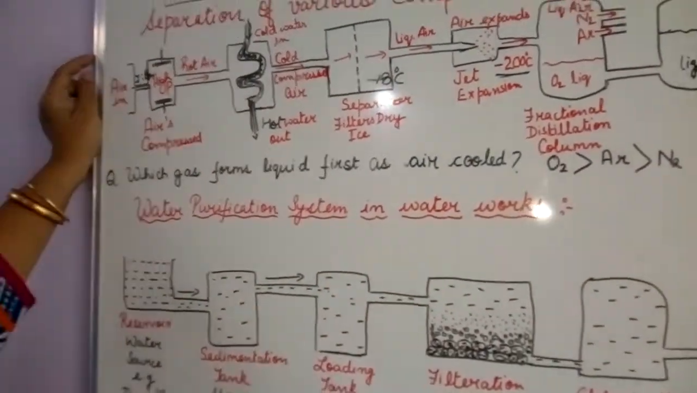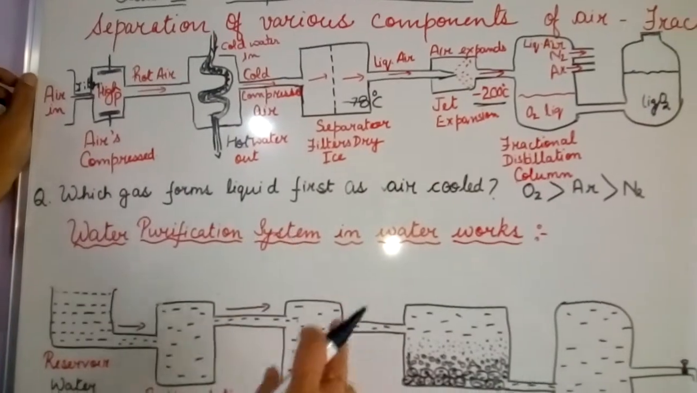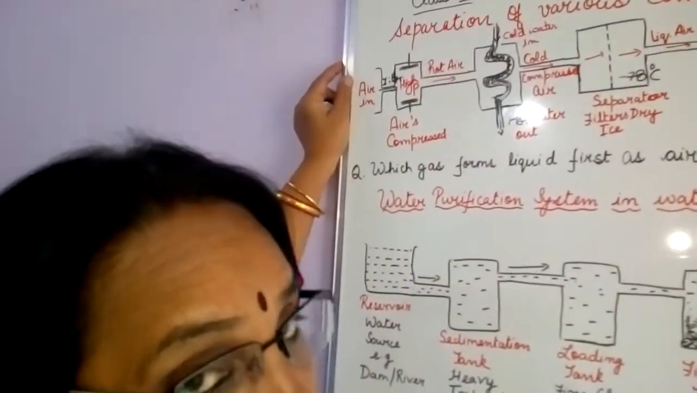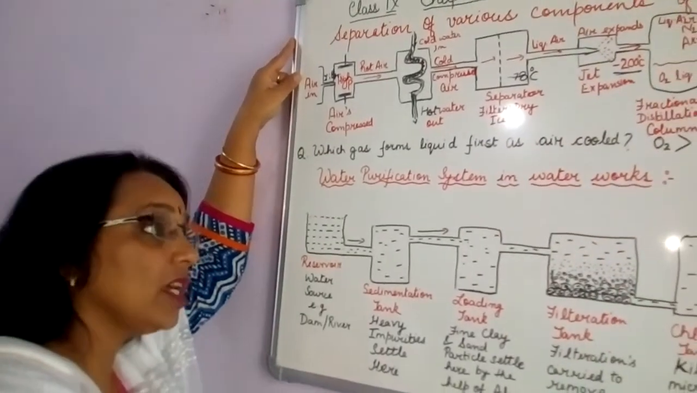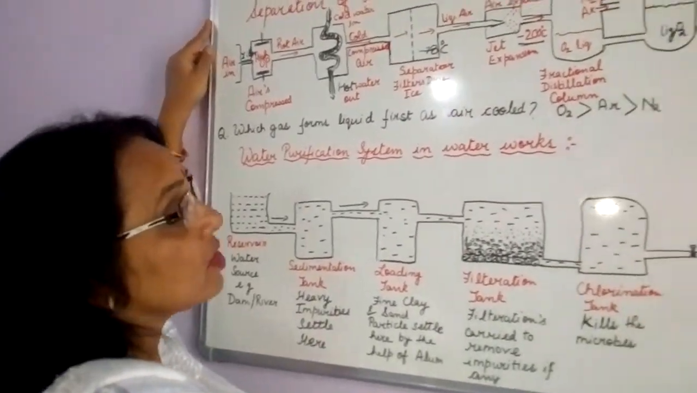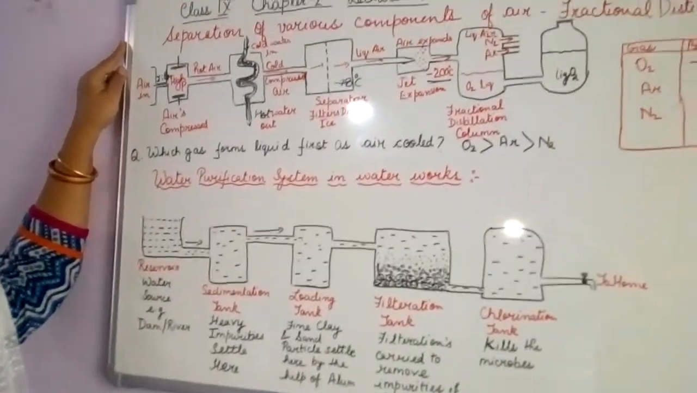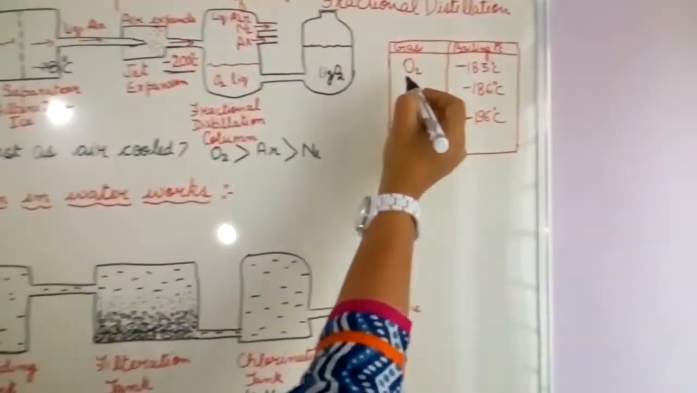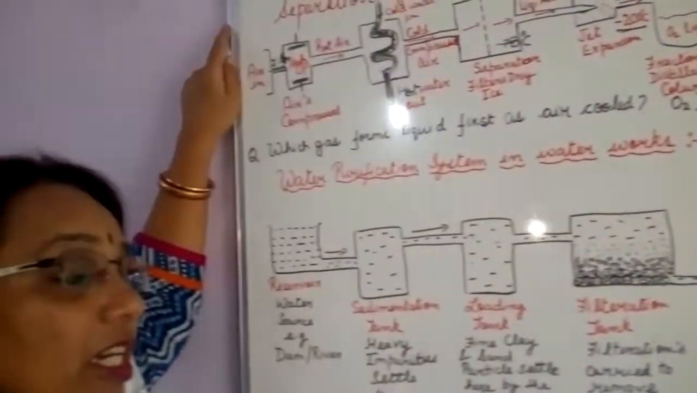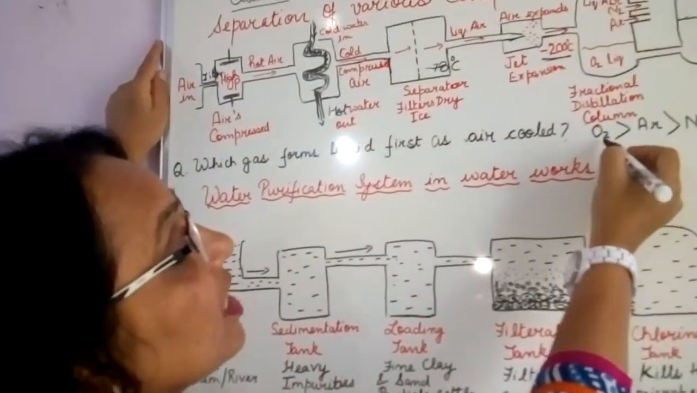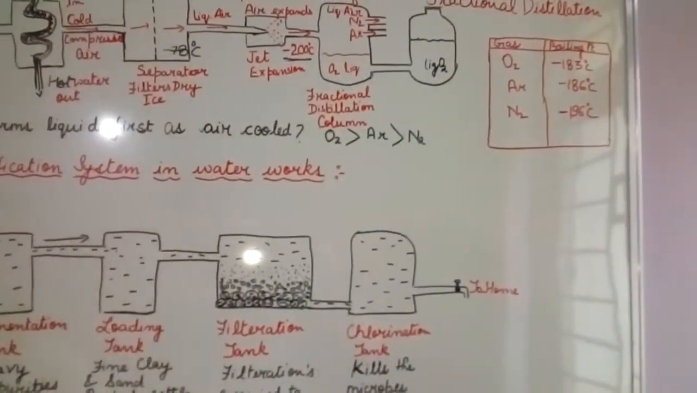Now you can see the question given in the NCERT: which gas forms liquid first? When we start cooling the gas, which gas gets converted into liquid first? Naturally, the gas whose boiling point is highest will get converted into liquid first. Oxygen has the highest boiling point, minus 183 degrees Celsius. So oxygen gets converted into liquid first, followed by argon and then nitrogen.